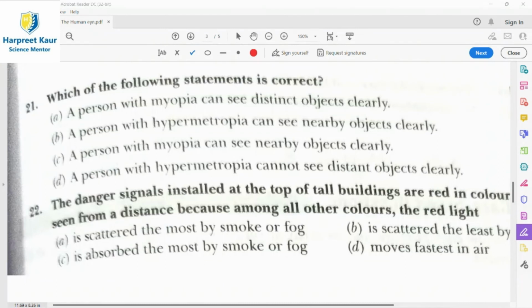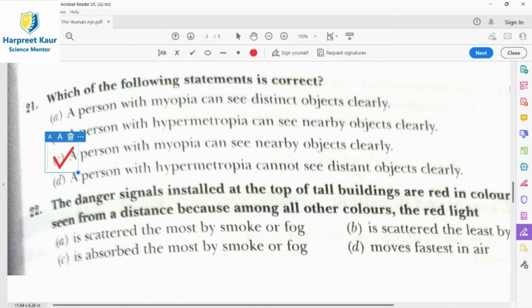Question 21, which of the following statements is correct? A person with myopia can see distinct objects clearly. A person with hypermetropia can see nearby objects clearly. A person with myopia can see nearby objects clearly. A person with hypermetropia cannot see distant objects clearly. So option C, that is a person with myopia can see nearby objects clearly. This is the right answer.